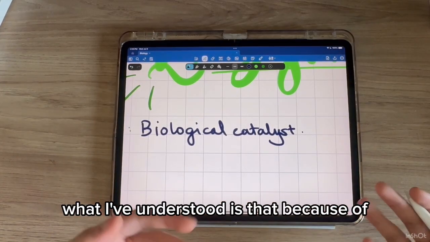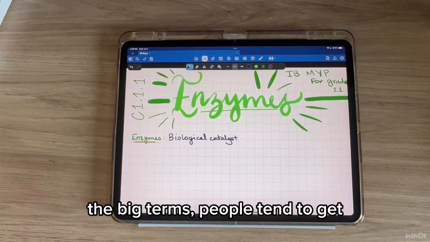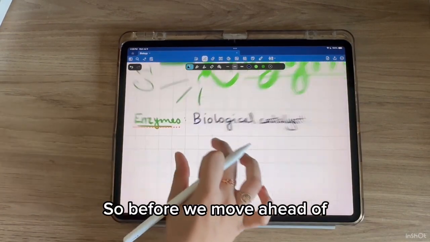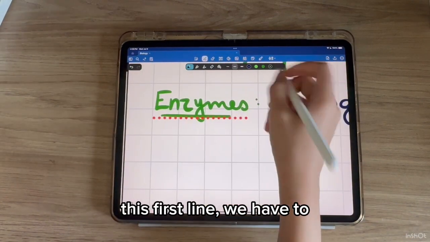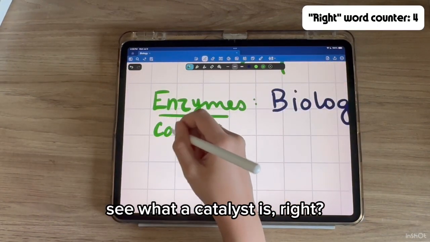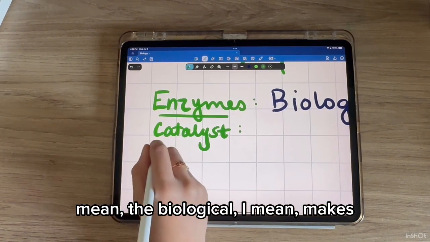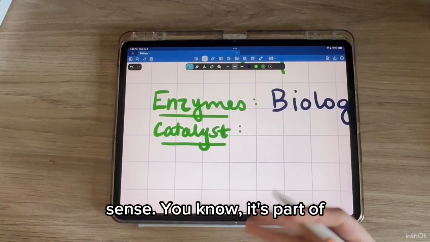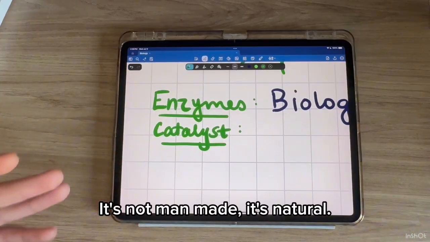What I've understood is that because of the big terms, people tend to get confused with what they actually are. So before we move ahead of this first line, we have to see what a catalyst is, right? What is a biological catalyst? I mean, the biological makes sense. It's part of biology, it's part of nature. It's not man-made, it's natural.